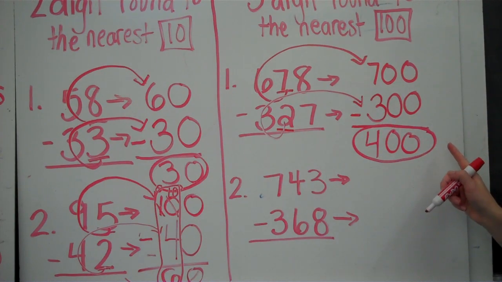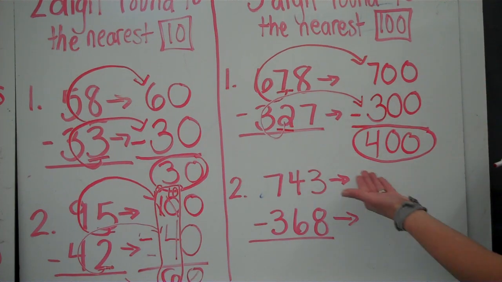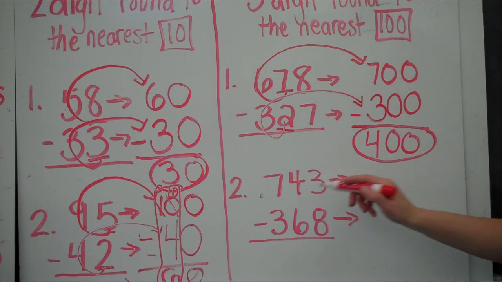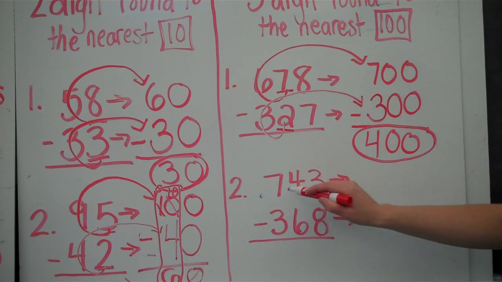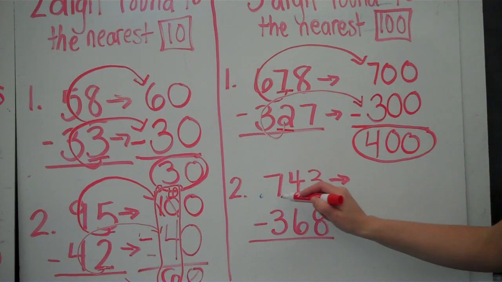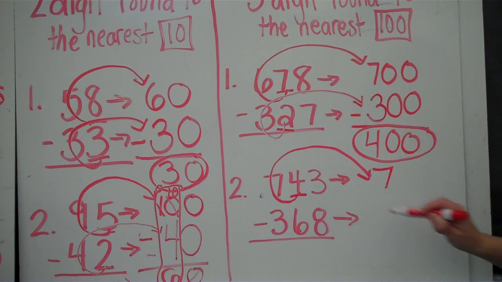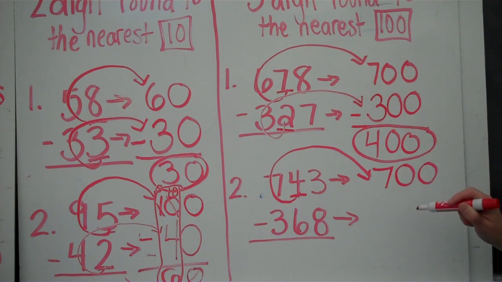And remember, I know that that's correct because I'm rounding to the nearest 100, so I need to have a number that we count by hundreds. 400 is that number. Next one. I'm rounding to the nearest 100. I look in the tens place. This number is weak, has no power to push up the 7. It remains a 7. The 4 and the 3 become zeros, just what we did last week.